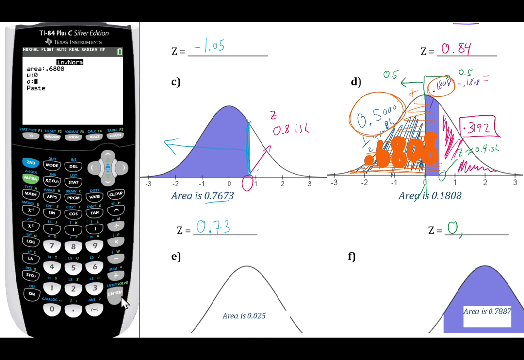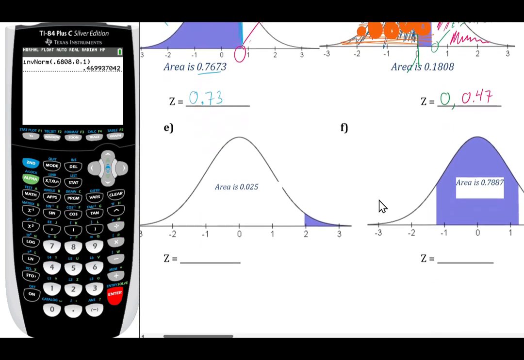Again, when we're using inverse norm, we're just using the area to the left. If you have one of those fancy new calculators, you could have just used 0.3192 and chosen shade to the right, and you get the same thing of about 0.47, which is close to our approximation from earlier.